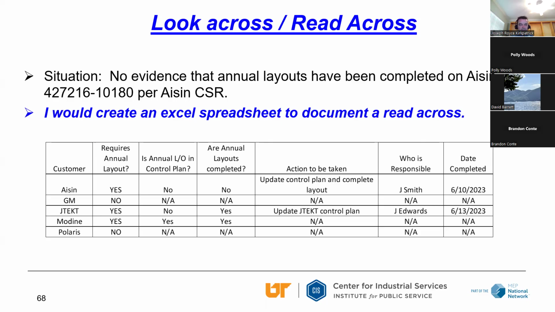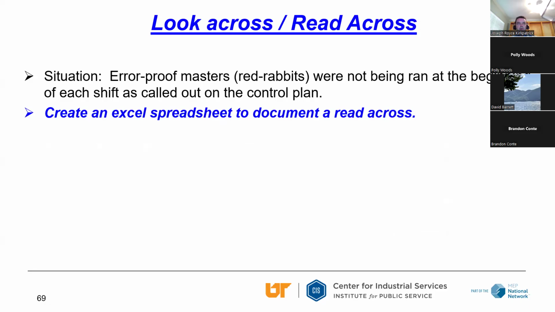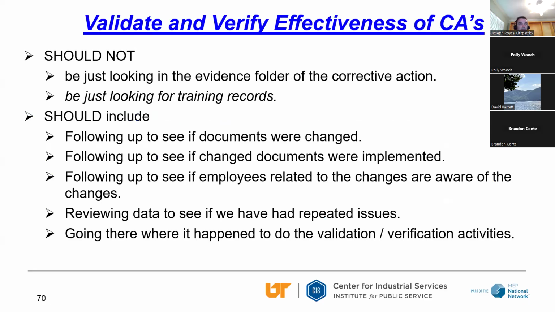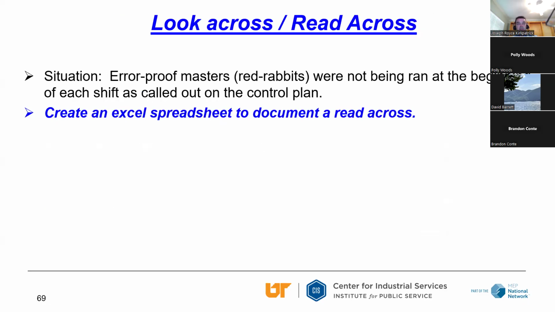This is a good example of just creating a simple table. And that's what I like to do in my corrective actions, just make a simple table in the look across section to identify that we have considered similar parts, similar processes, similar customers in this case. Here's a situation: the error proofs, the Red Rabbits, were not being run at the beginning of the shift as called out on the control plan. Maybe you make an Excel spreadsheet to document a look across, read across for all the Red Rabbits called out on all the appropriate control plans. And are they being run at the beginning of the shift?